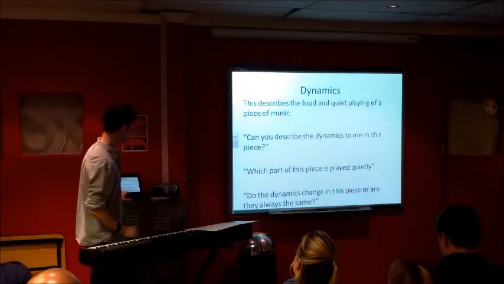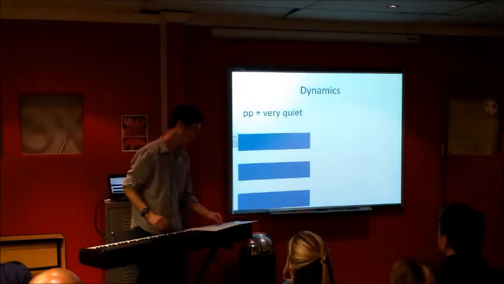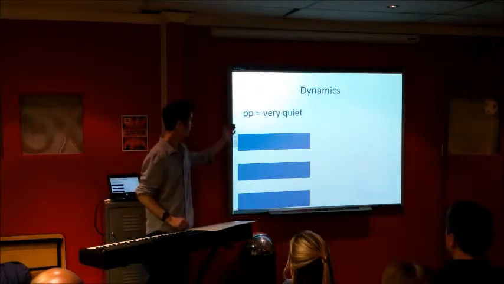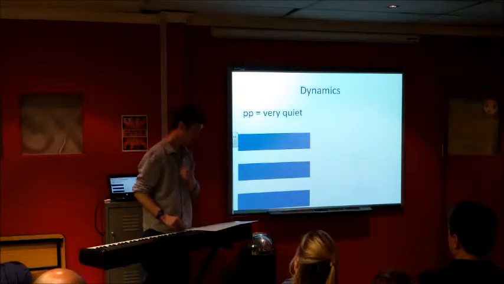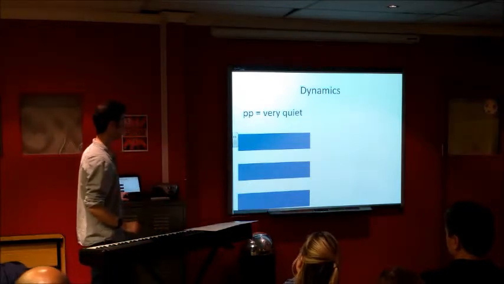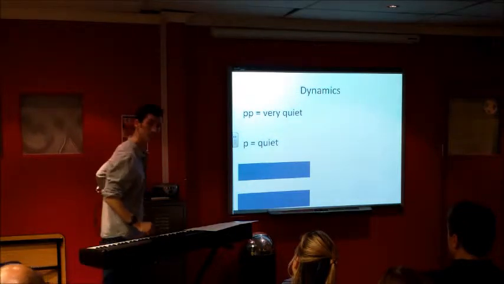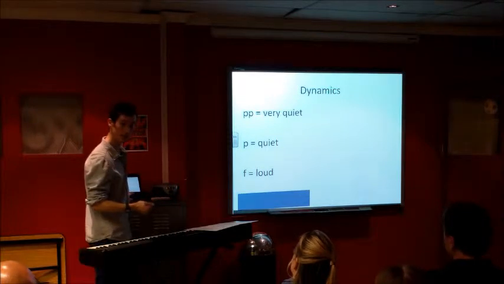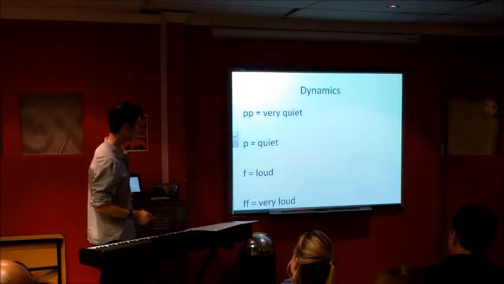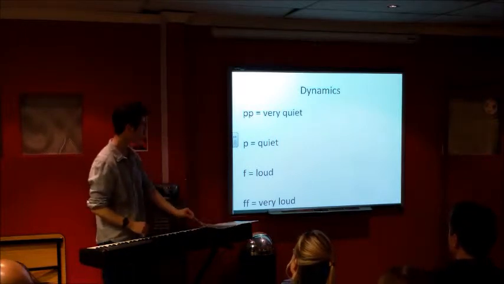Okay? So, and on the music, this is how dynamics are written. PP, very quiet, okay? And that's pianissimo actually. PP is pianissimo, all Italian words. P is quiet, piano. F forte loud, and FF very loud, fortissimo. Okay, so they're your dynamics.